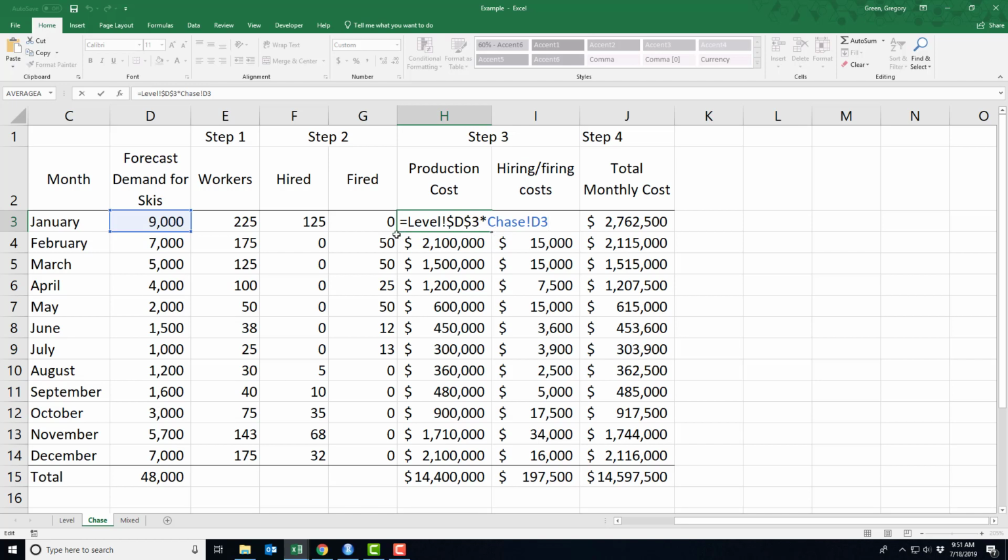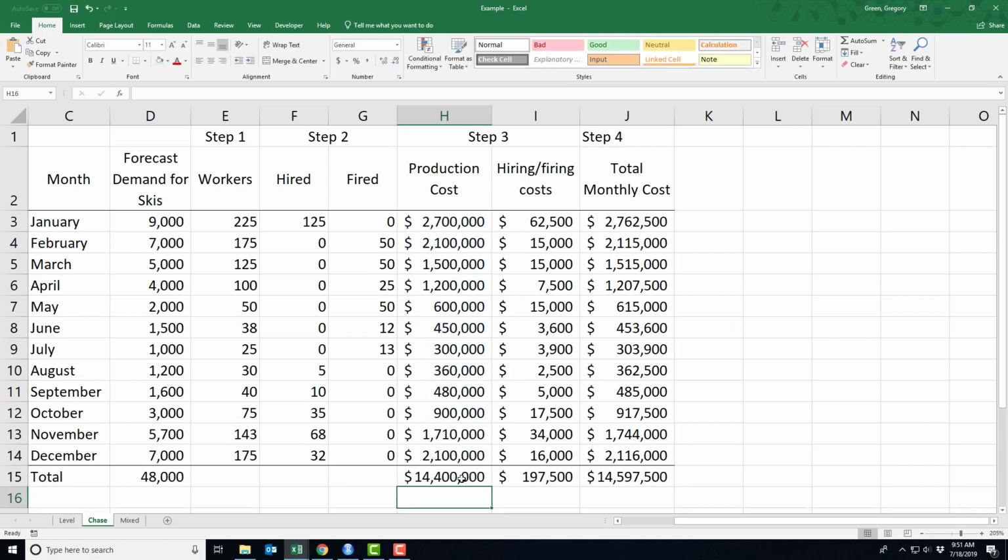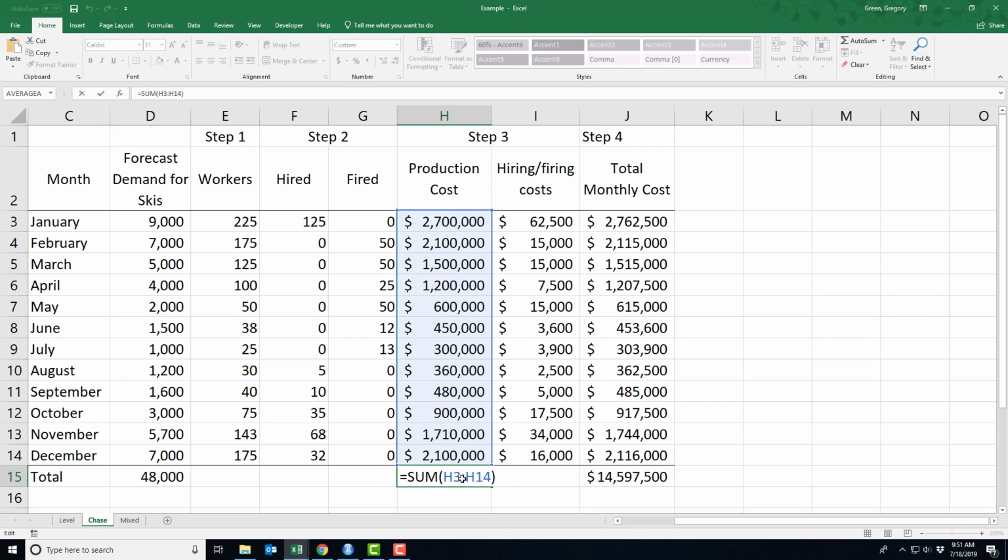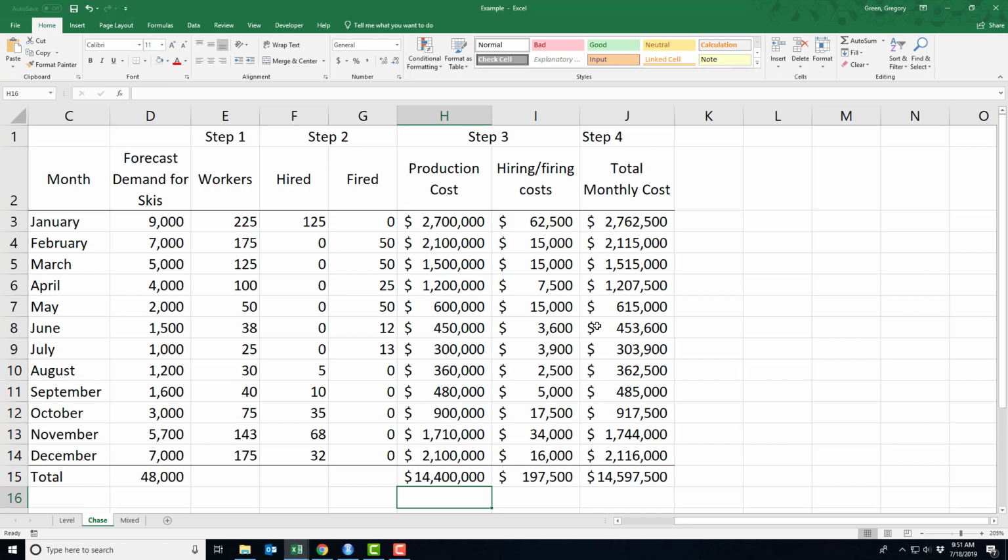So my production costs are going to be 9,000 times the 300. So this is a 300, this is the 9,000. And that just stays the same, meaning the calculation is the same all the way down. So for production, the total cost, $14,400,000. That's what the production costs are going to be for me to use this chase method. But to hire and fire people, that's different.